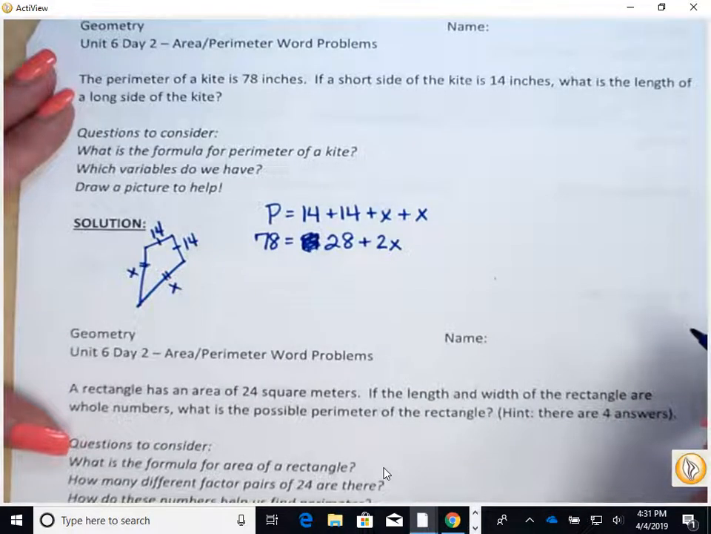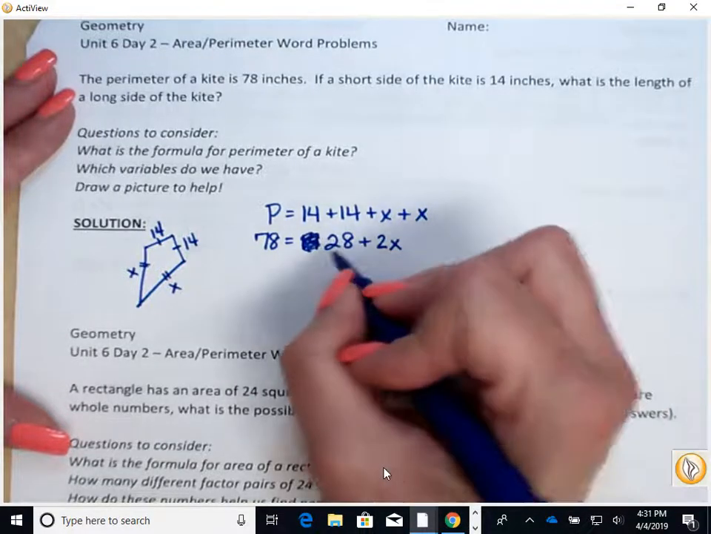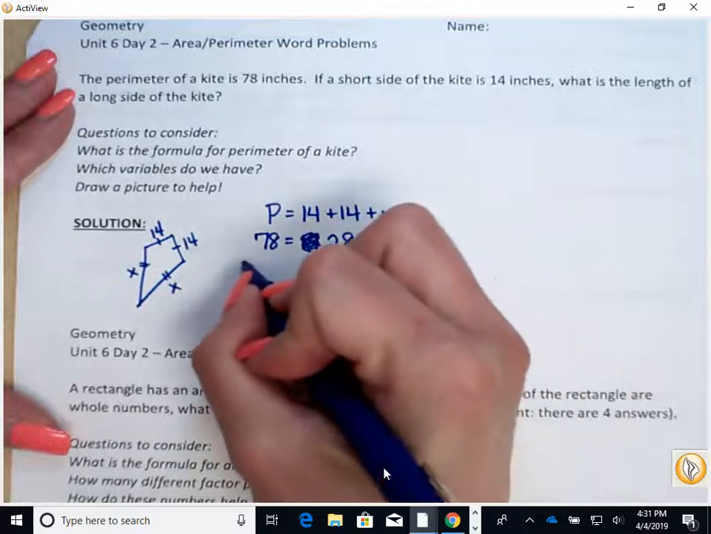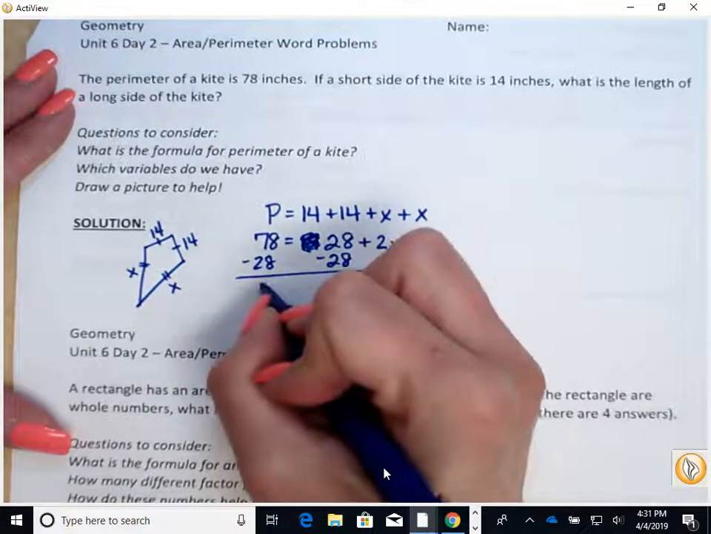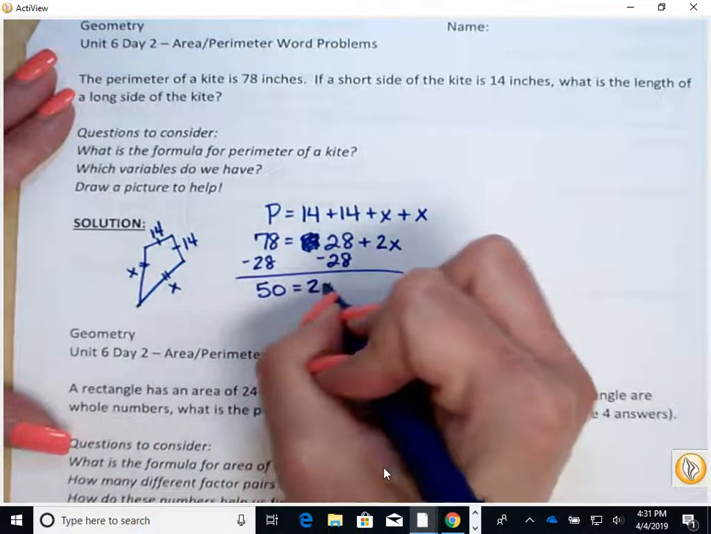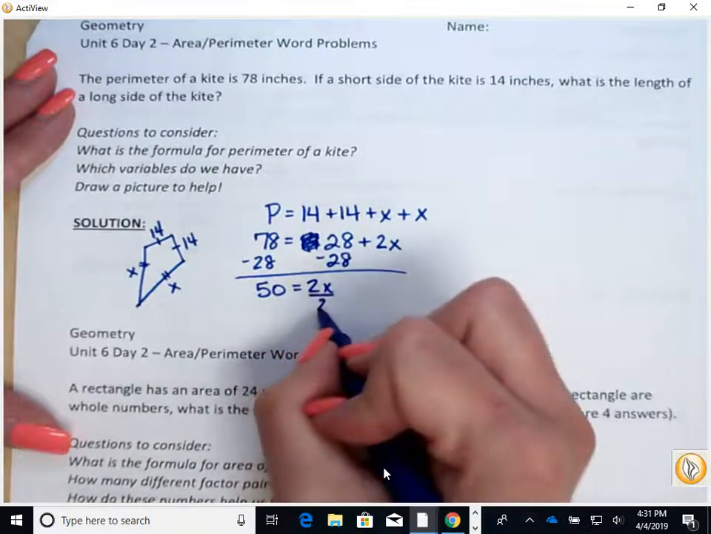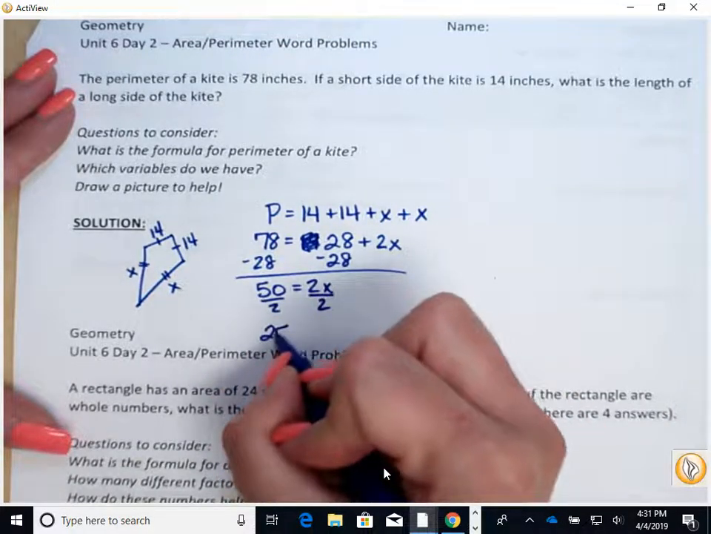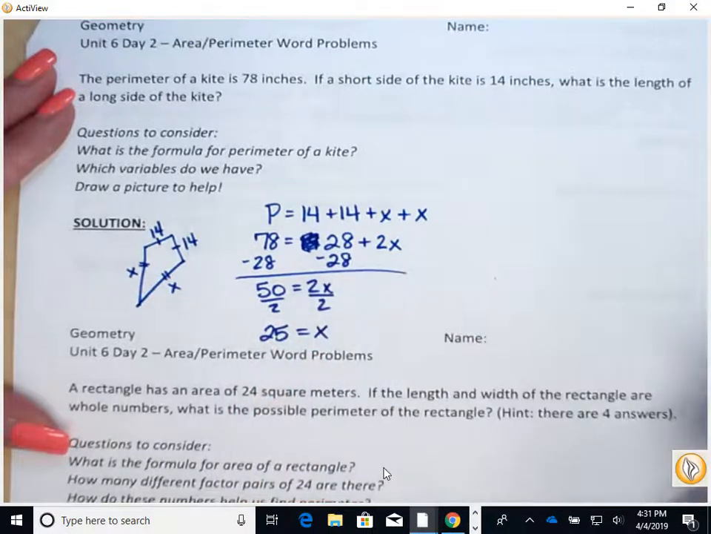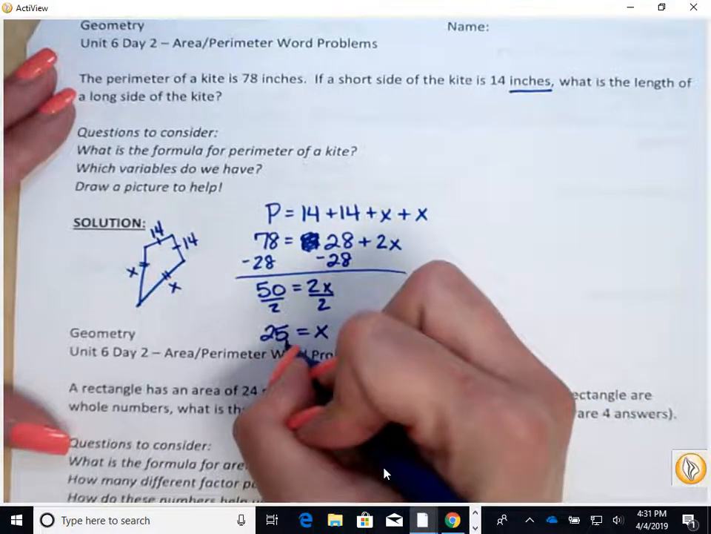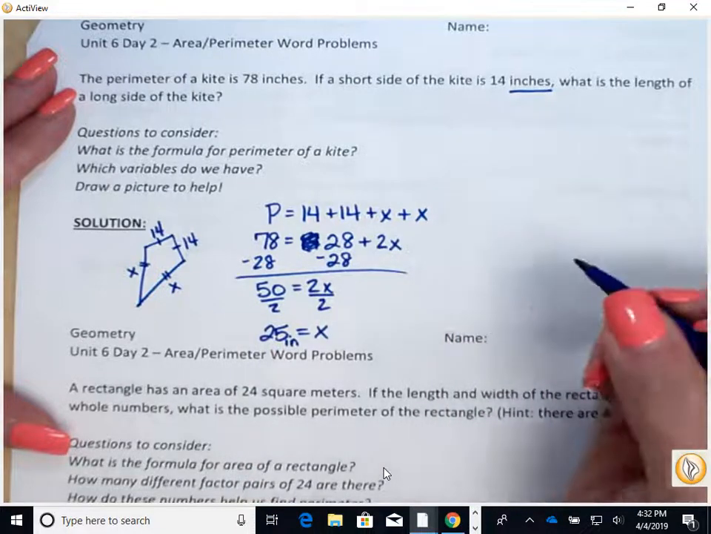All right, and that's just all about solving for that x. Get the x by itself. So we're going to subtract 28 from both sides. We get 50 equals 2x. Divide both sides by 2. You get x equals 25. They mentioned inches as their unit, so the long sides are 25 inches.